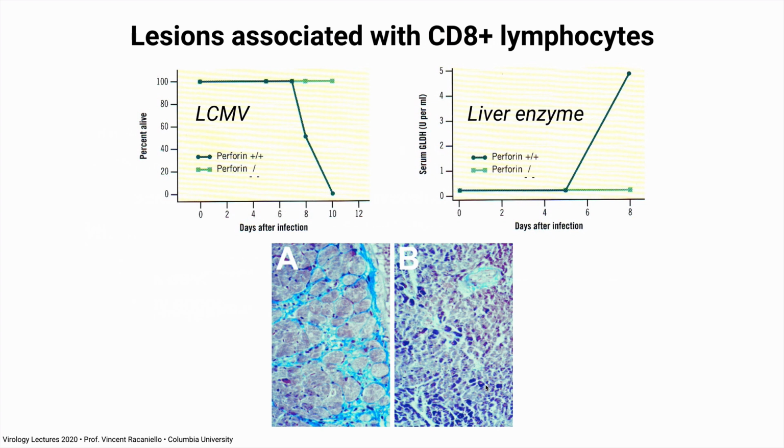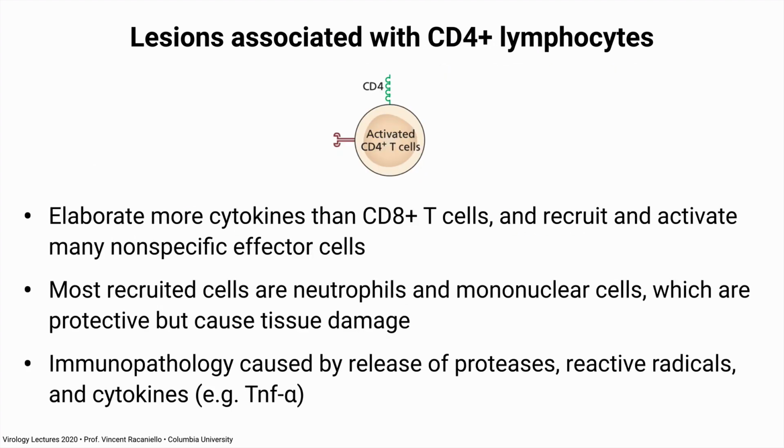When you get influenza, your chest hurts. That's because cells in the trachea are damaged by CTLs, and eventually they have to recover. There are also lesions associated with CD4 positive lymphocytes, the helper T cells. These make a lot of cytokines, and they recruit many effector cells that can cause tissue damage. These typically are neutrophils and mononuclear cells that can harm tissues. Their aim is, of course, to resolve infection, but they cause tissue damage.